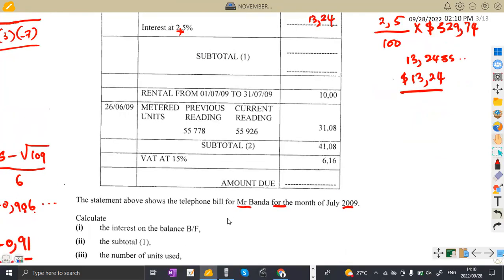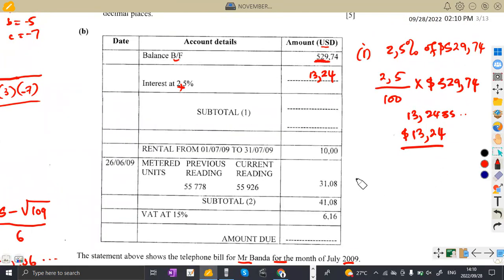Then we move on to the other part, which is item 2, the subtotal 1. So the subtotal 1 here, which is this one that we see. We are saying we are supposed to pay this amount. Then we are now charged a certain interest. What is going to be the total now? You add. This is for the previous month. We are still in the previous month, but you're given an interest for that month. So you add these 2. That is the balance. That is the subtotal.